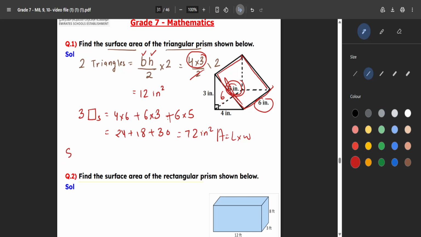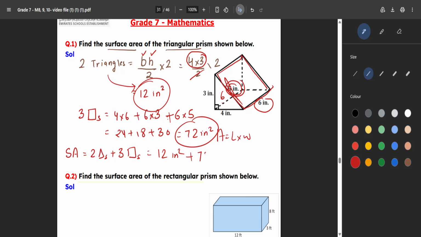So how will I find the total surface area of my triangular prism? The two triangles plus the three rectangles, correct? So two triangles is how much? 12 inch square plus the three rectangles 72 inch square. Total how much? 12 plus 72, 84. So 84 square inch. So this is the total surface area of my triangular prism.